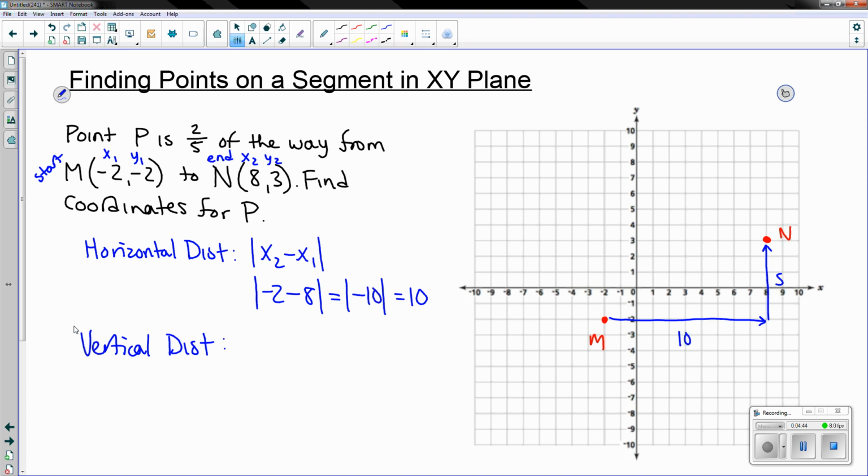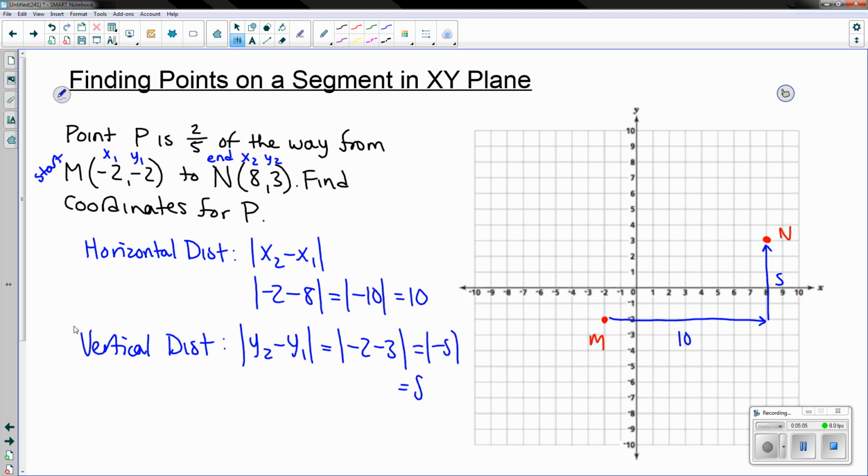The axis that runs vertically is the y-axis, so vertical movement is going to be dictated by our y-coordinates. So we're just going to do the absolute value of the change in the y-coordinates. And again, the absolute value is thrown on there, so we don't have to worry about order. So we're going to do -2 minus 3, absolute value of -5, which is 5.